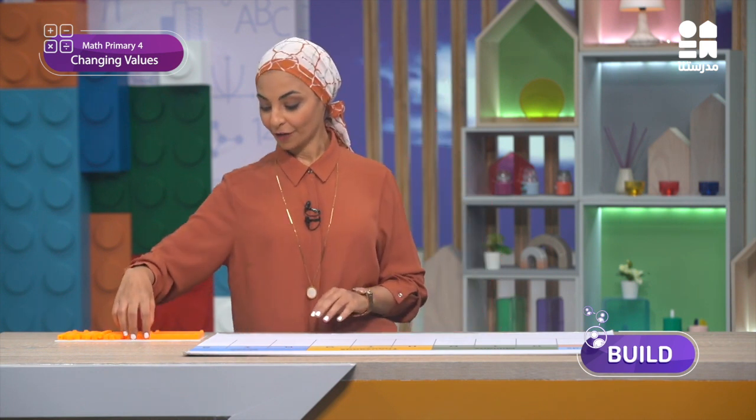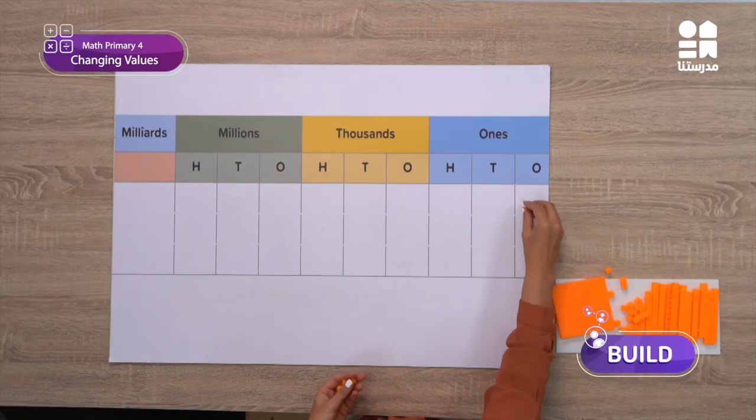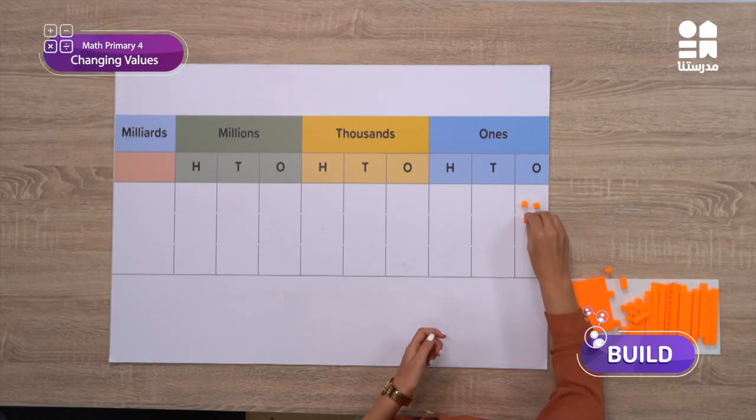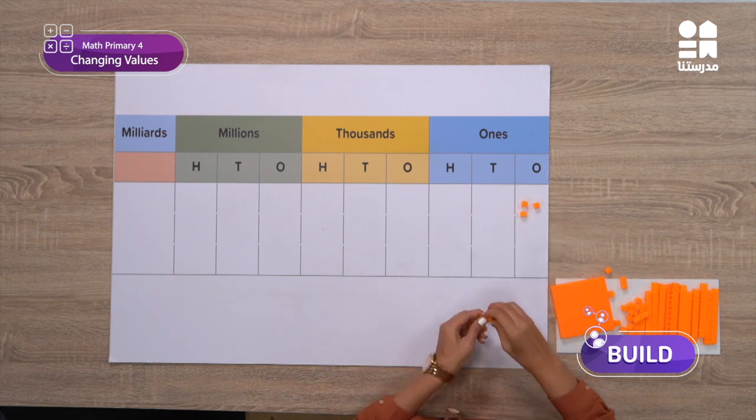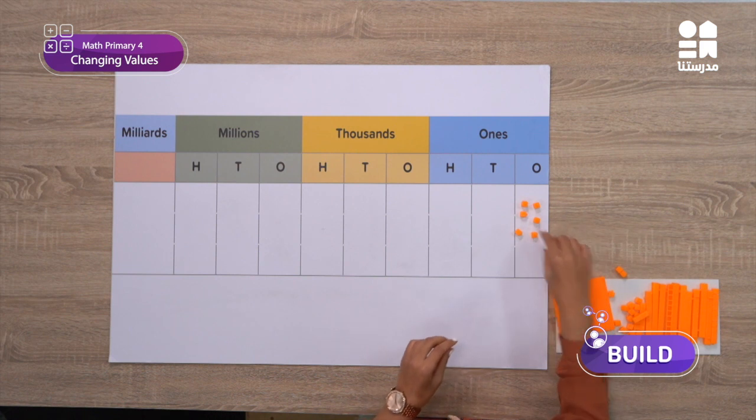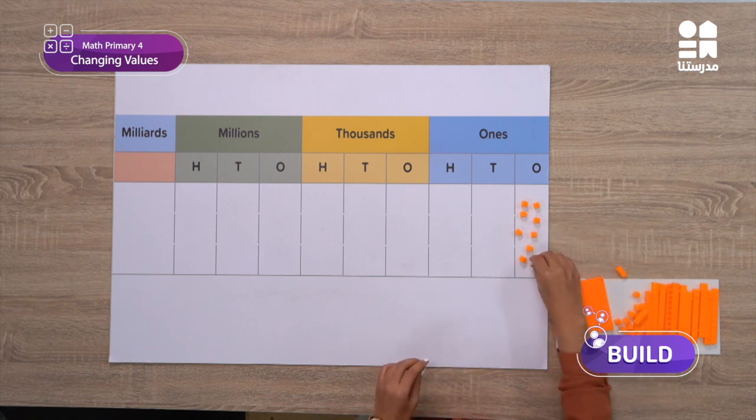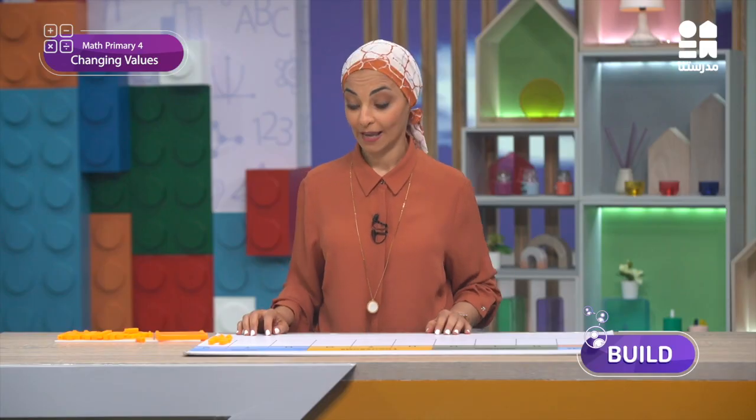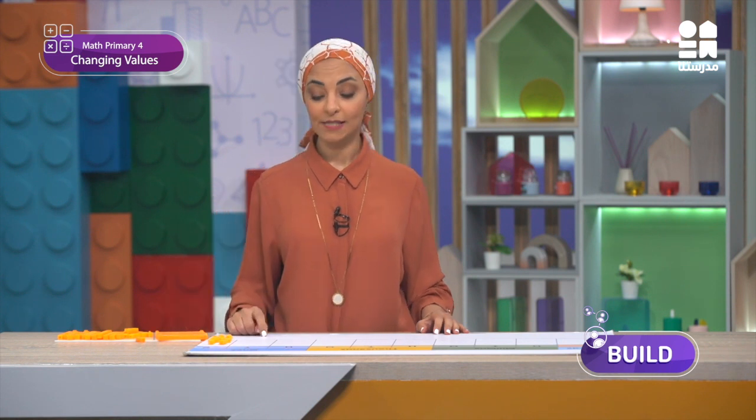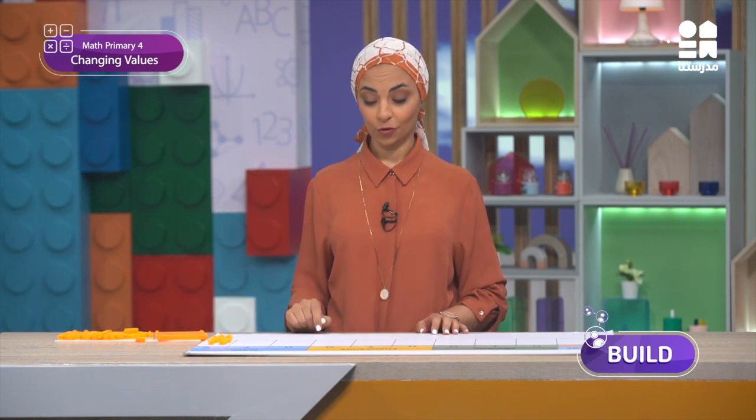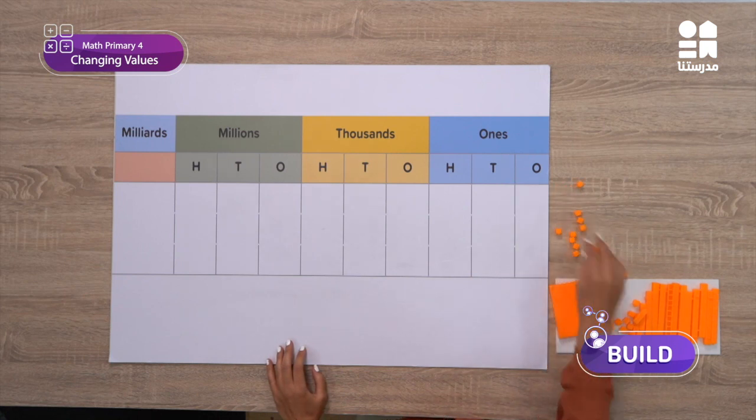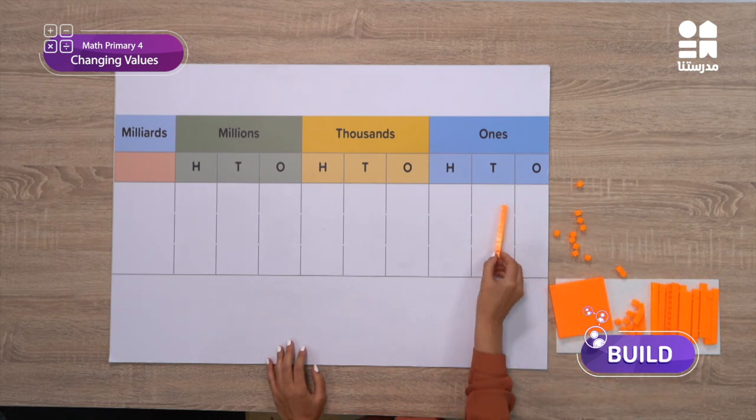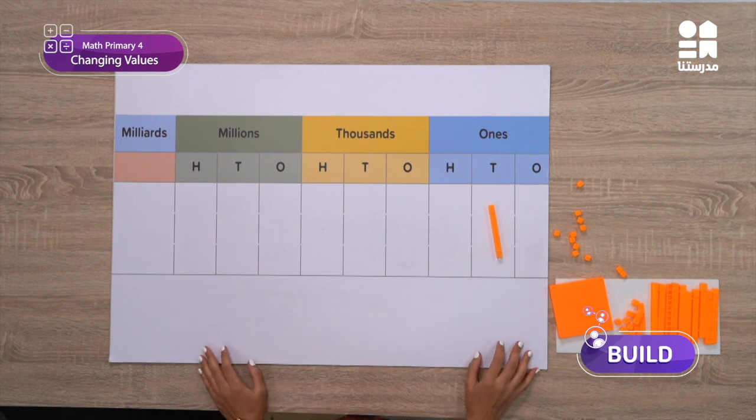Now, let's remember together the Dienes cubes, which we used before, okay? Here, if I put 10 cubes in the ones, let's count all together. 1, 2, 3, 4, yes, 5, 6, 7, 8, 9, and 10. Again, if I have 10 cubes in the ones, it means what? Yes, 10 cubes in the ones means that I have 1 in the tenths, as you see here.